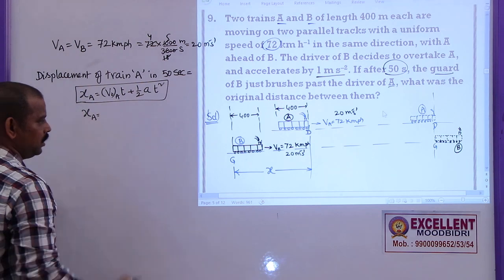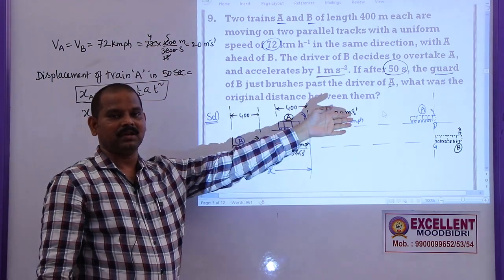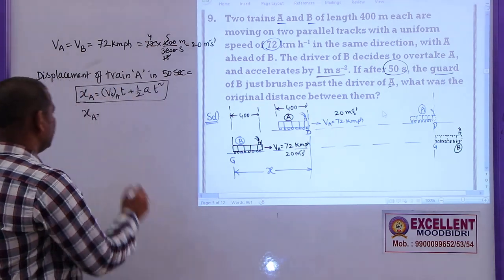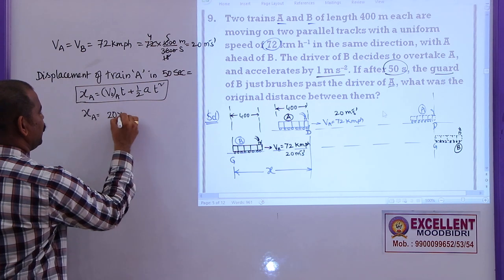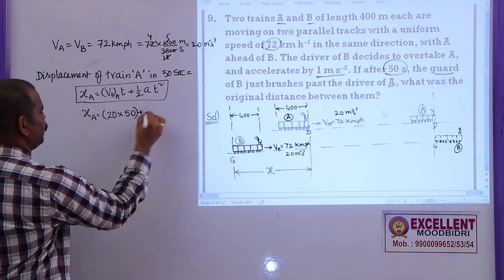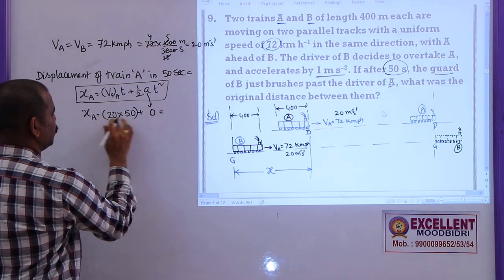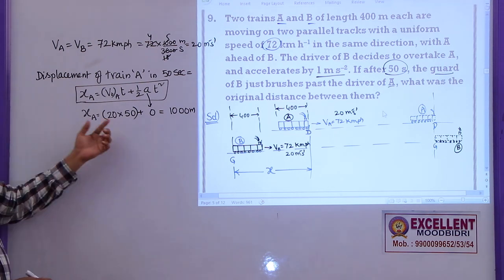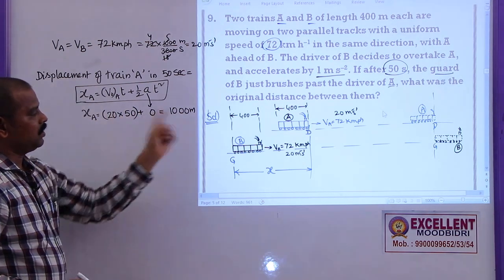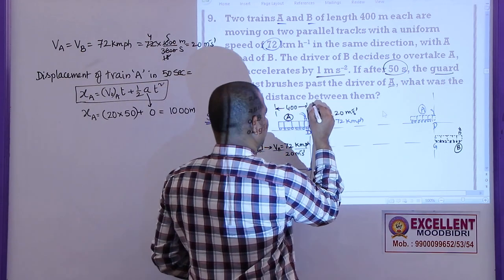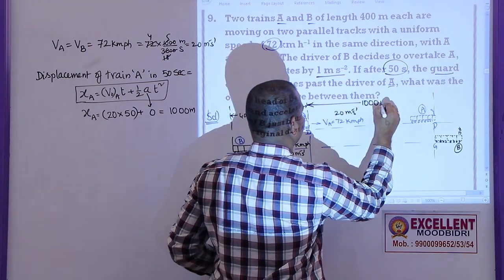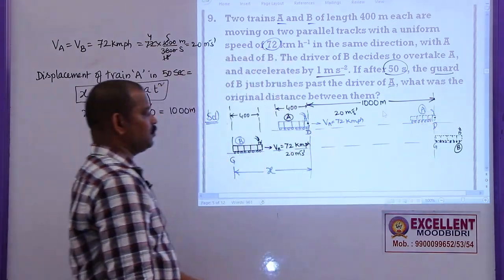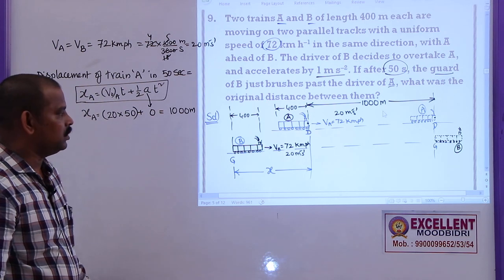What is the initial velocity? Here, the train A is not accelerating at all. It is continuously moving with the uniform velocity 20 meter per second. So, the initial velocity was 20 and the time is equal to 50 plus the acceleration is 0. This will become 0. So, this will be 1000 meters. The velocity is 20, time is 50. So, it will travel 1000 meters. So, in the diagram I can show this as 1000 meters from driver to driver distance. This is driver, this is driver. So, driver to driver distance is 1000 meters.